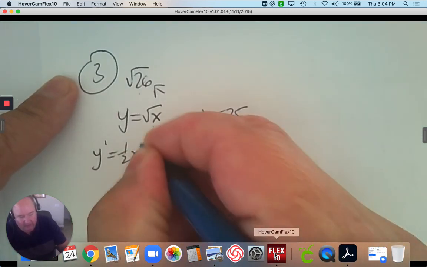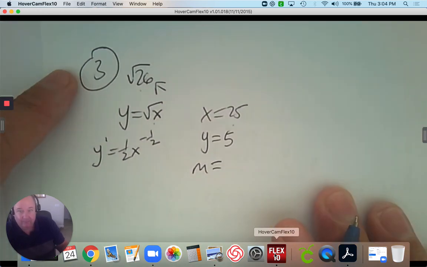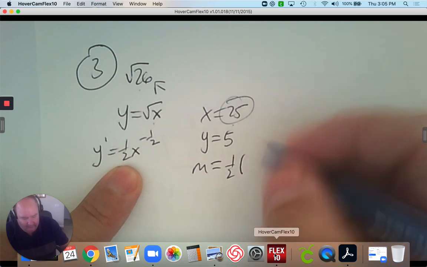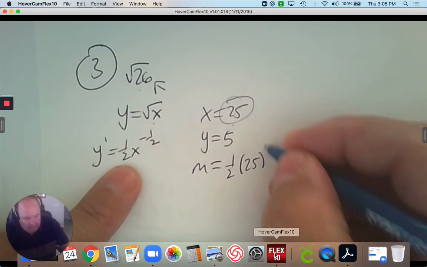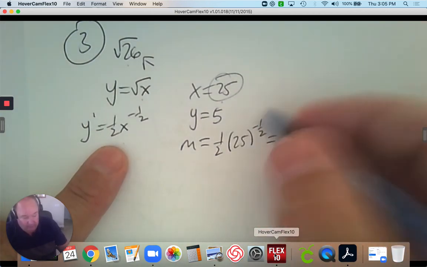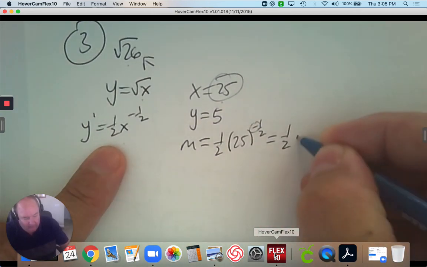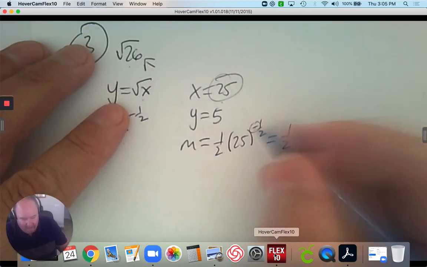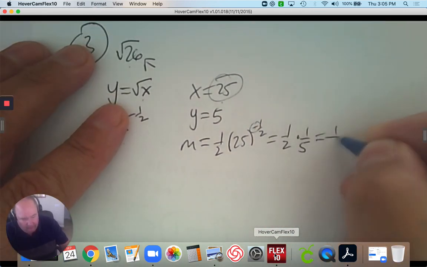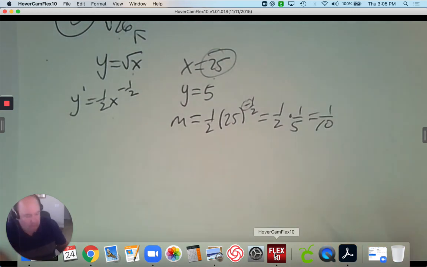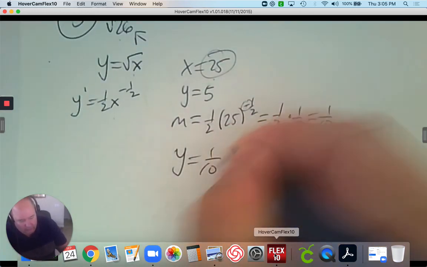So that would be 1/2 x to the negative 1/2. And then plug in 25 and then take the square root. Now the negative exponent means it's not just the square root of 25, which is 5. It's the negative exponent, so it's going to be the reciprocal. So the slope of it is going to be 1/10.